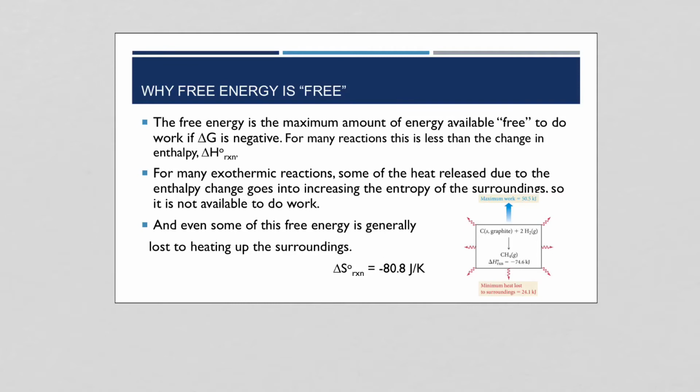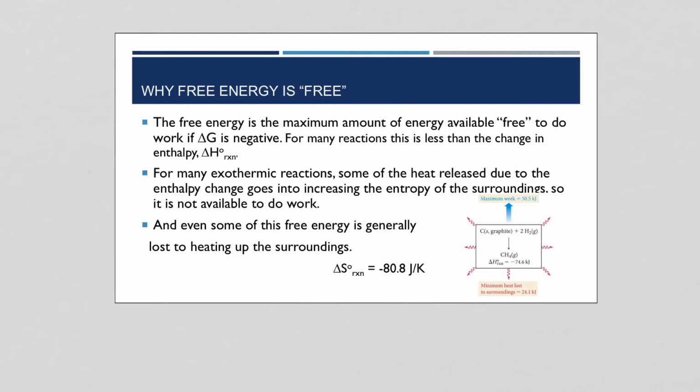Now, what we see is that for many reactions, the change in free energy is less than the change in enthalpy, our delta H of reaction. And the question is, what does that mean? Well, the difference between these two values is the amount that is not available. The free energy represents what is available to actually be used to do work, and there is sometimes a difference between what is actually available and the total change in enthalpy for the reaction.